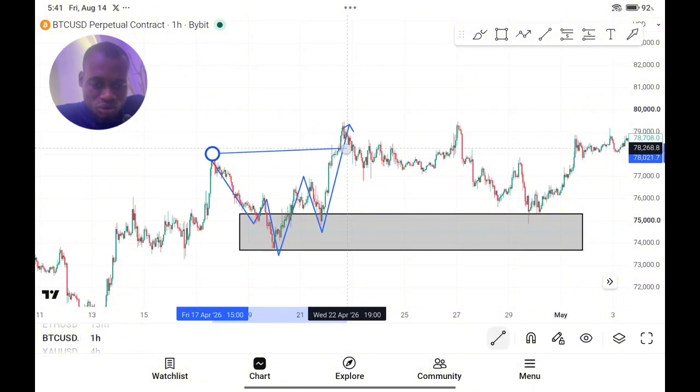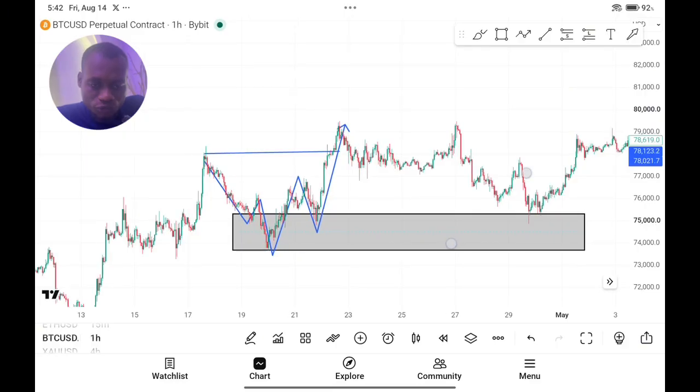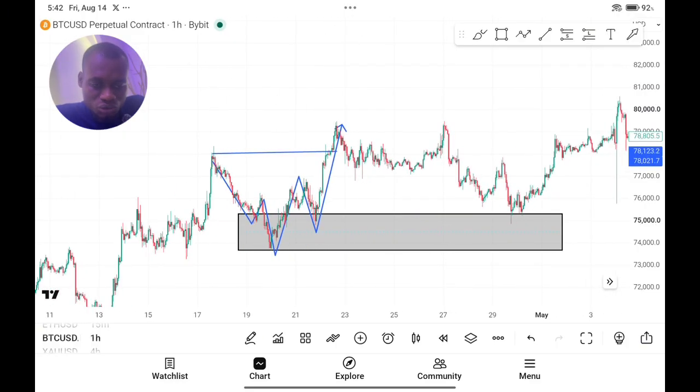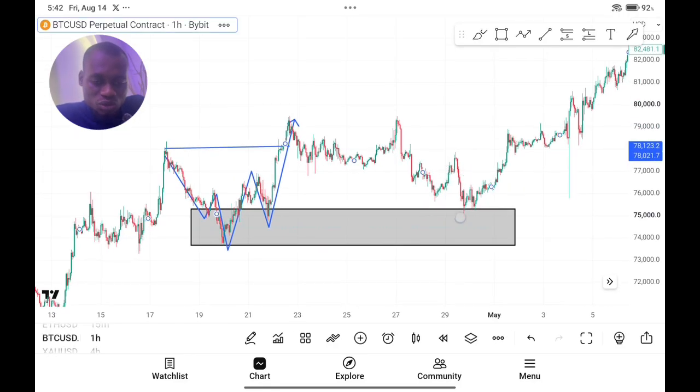What you want to see price do is to take out this structural liquidity. So just wait for whenever price comes to tap into this one to take out the structural liquidity. This is where we are going to enter. So this is actually our point of interest.